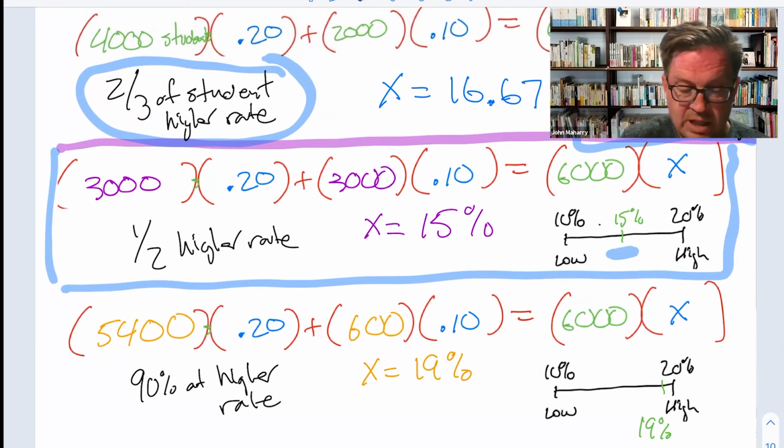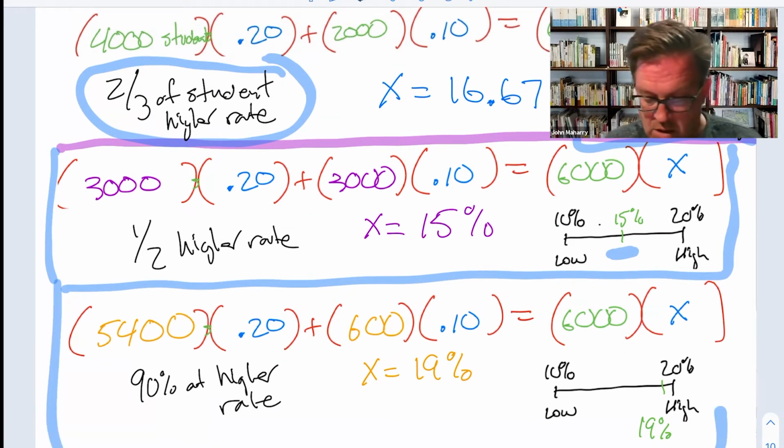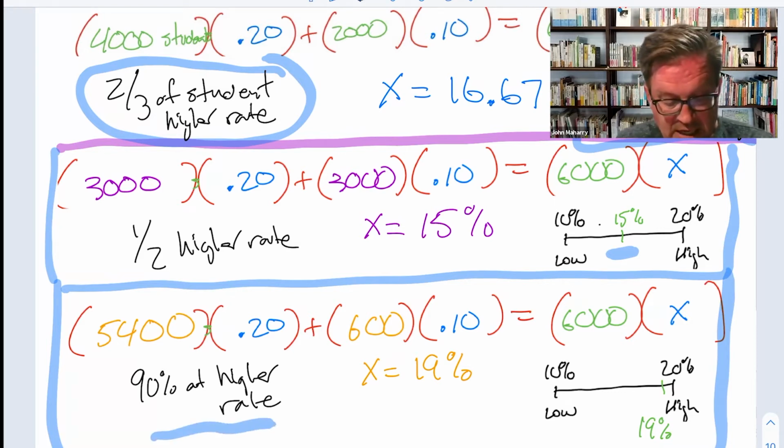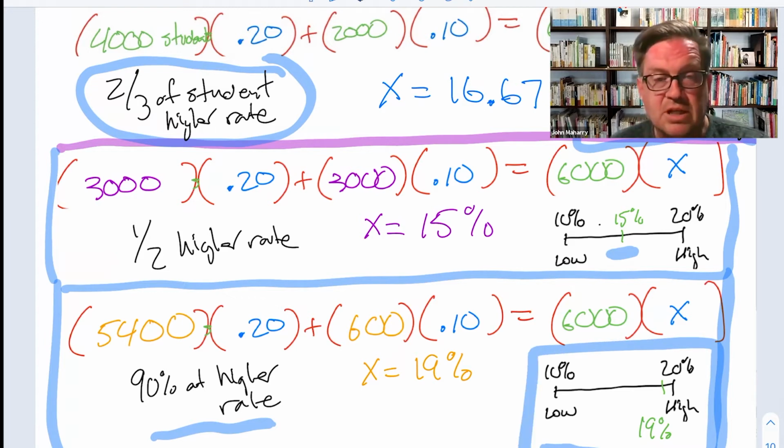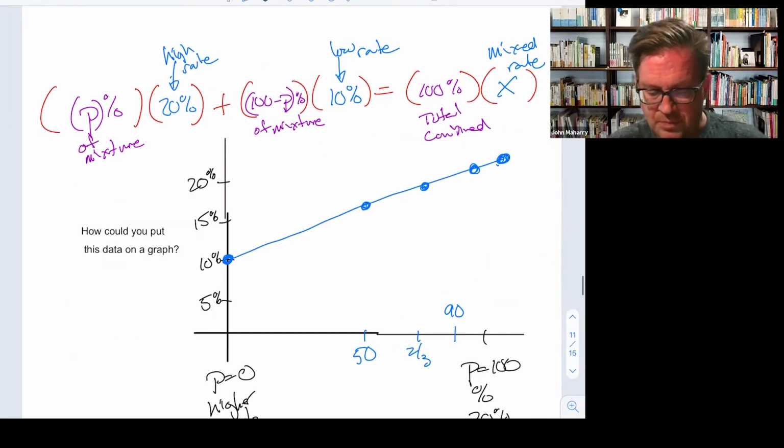What if we have, in the last case, 5,400 out of the 6,000 students? That's 90% at the high rate, right? 90% of 6,000 is 5,400. And so we've gone 90% of the way from 10% up to 20%. So we've gone from a low rate of 10 to a high rate of 20. 90% of the way over there is 19. So let's see if we can graph that and get a sense of how that works too.